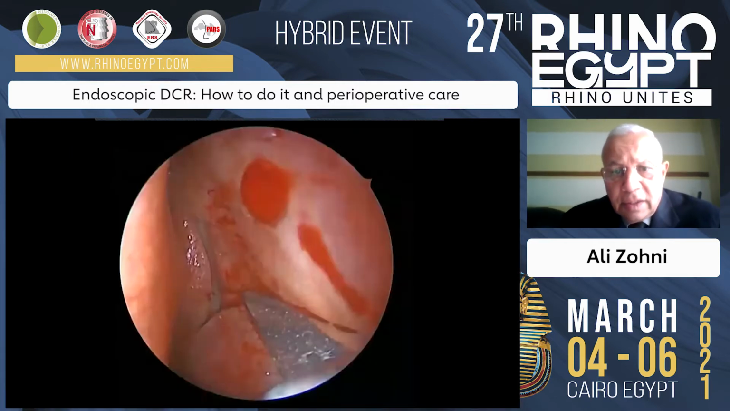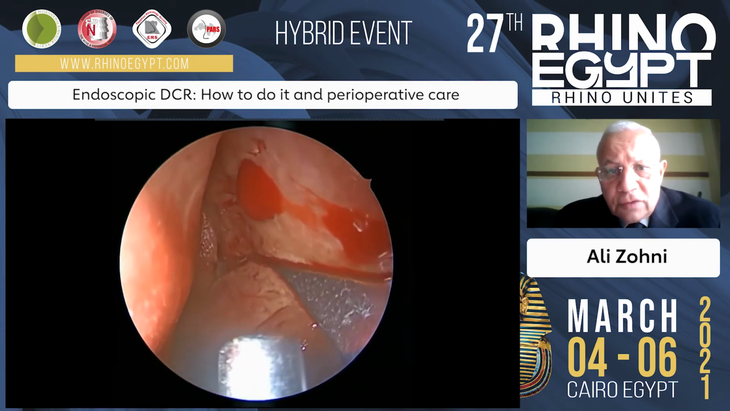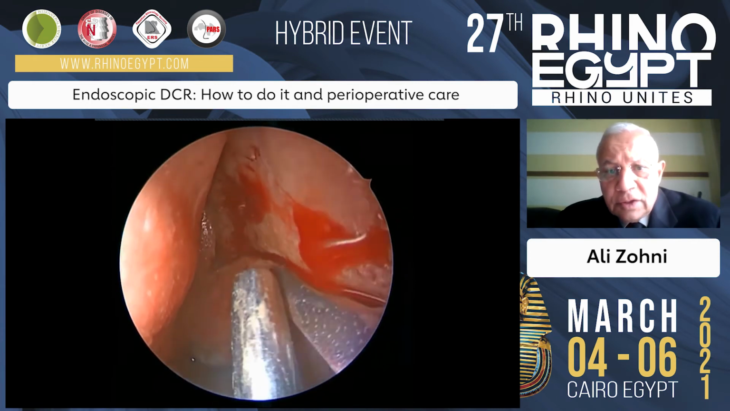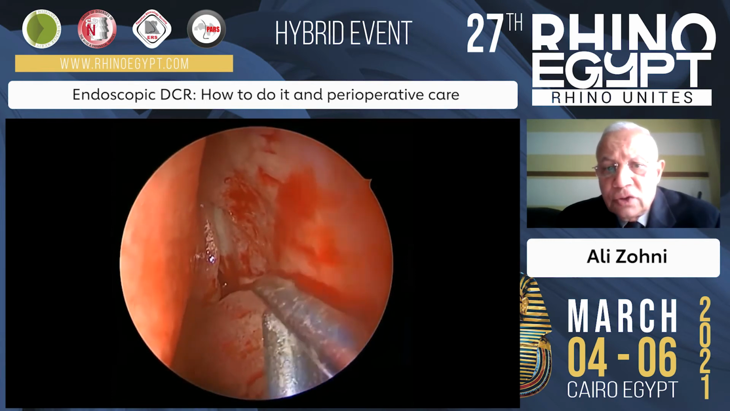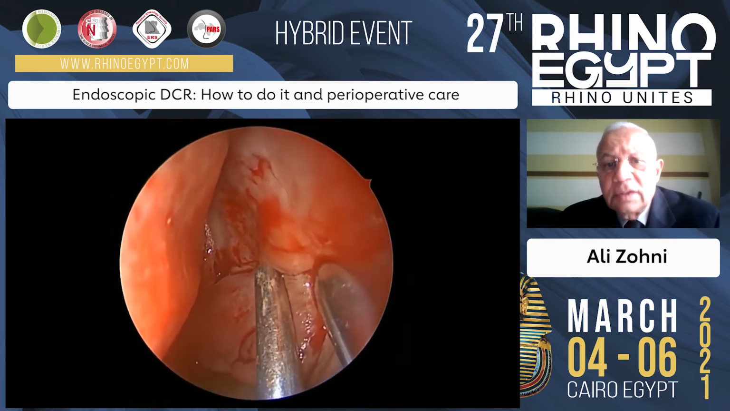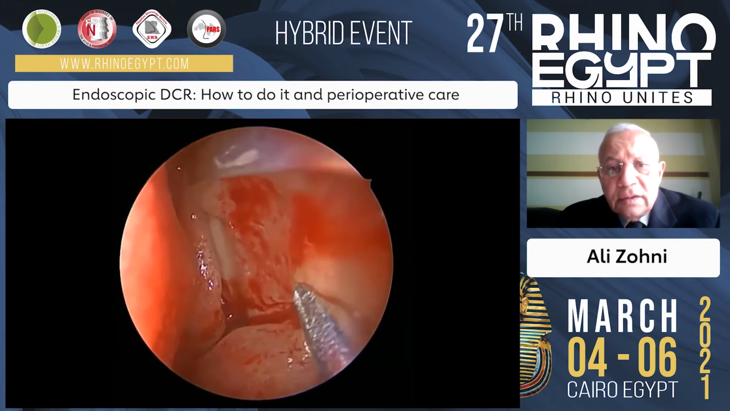The second step is to make a rectangular flap based posteriorly overlying the lacrimal prominence. This is done by making two parallel cuts. The first cut is above the upper surface of the inferior turbinate, about 2 centimeters, reaching short of the nasal vestibule to avoid damage to the cartilage of the nasal skeleton. This is the first cut, the inferior one.